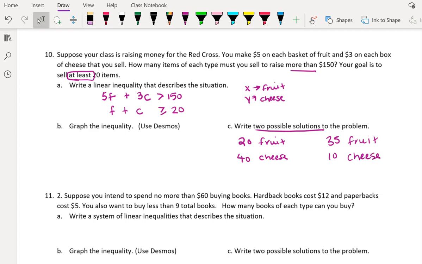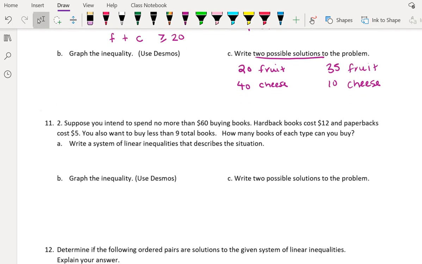Notice how the sum is more than 20. 20 plus 40 is 60. 35 plus 10 is 45. That's more than 20. If I multiplied, 20 times 5 is 100. 3 times 40 is 120. So I have 100 plus 120, which is more than 150. Same thing with the fruit and the cheese. Okay?